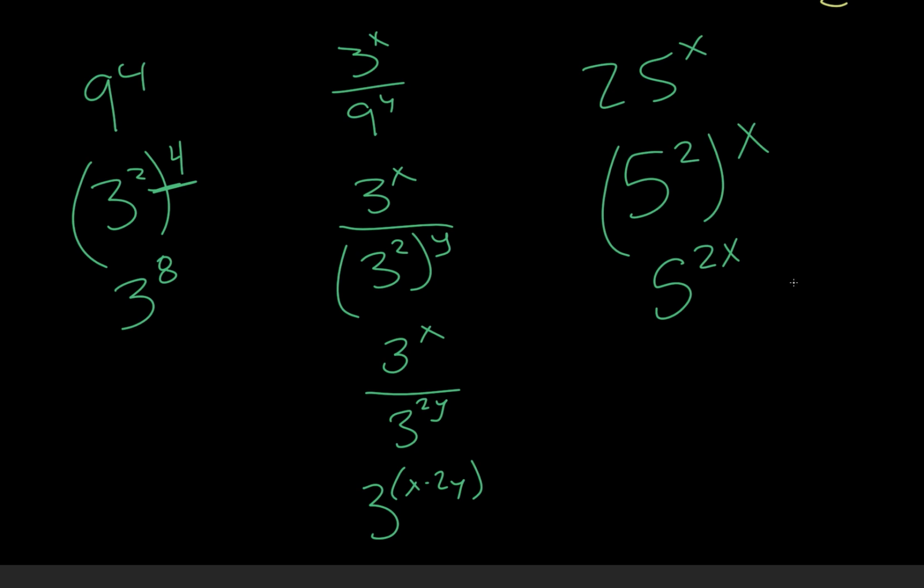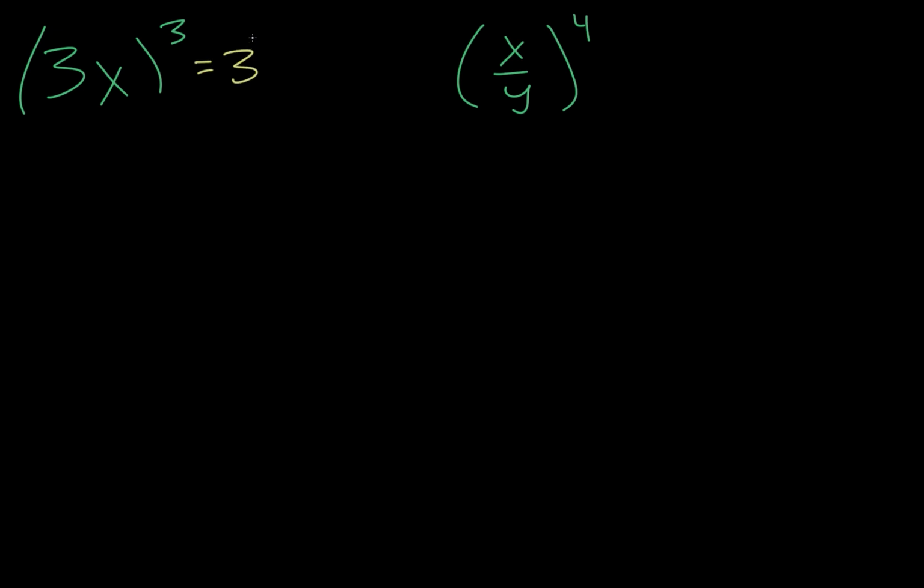Alright, let's keep moving on. This time it wants us to write our things without brackets. Just have to get some room up here. So we have 3x to the 3, and we have x over y to the 4. So what we can do on this one is we can distribute the 3. So this can become 3 to the 3 times x to the 3. 3 to the 3 is 27, and then we just have x cubed.